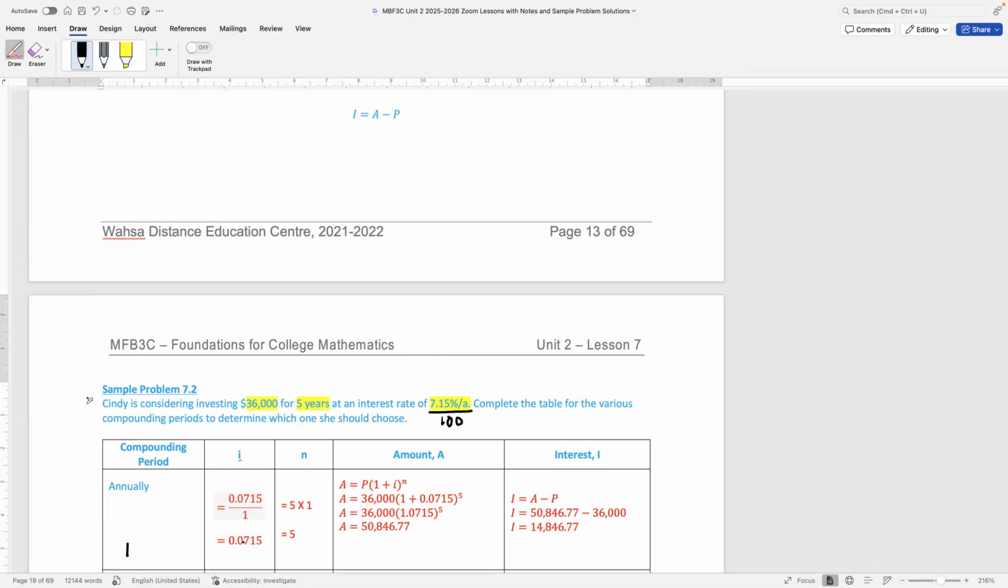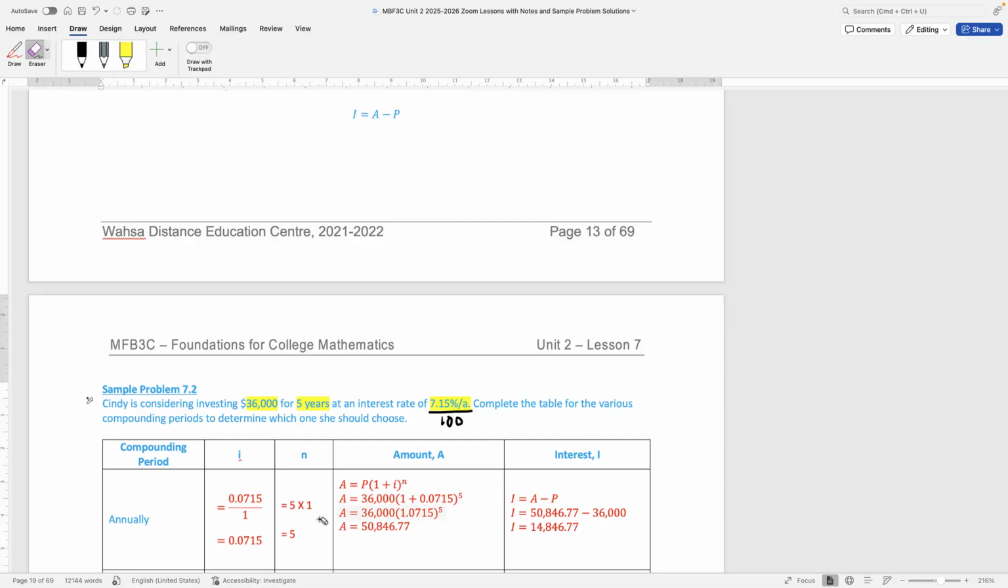So that divided by 1 is itself, 0.0715. N is the number of interest periods in total. So the number of interest periods is going to be 5 years, and annually means once per year. So 5 times 1 is 5. Now we have our I value and we have the N value.